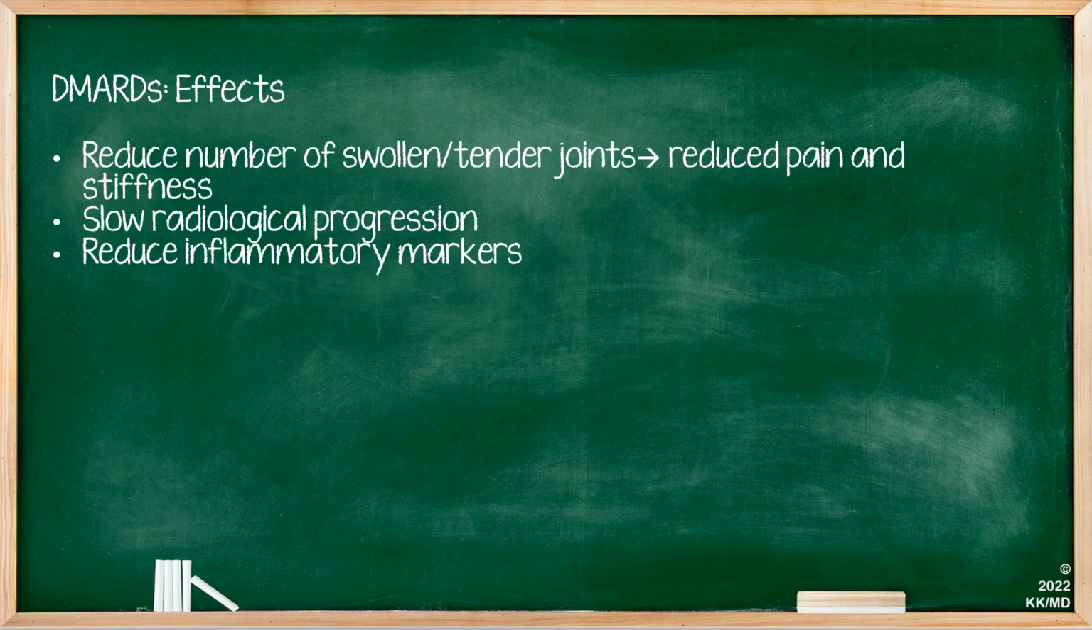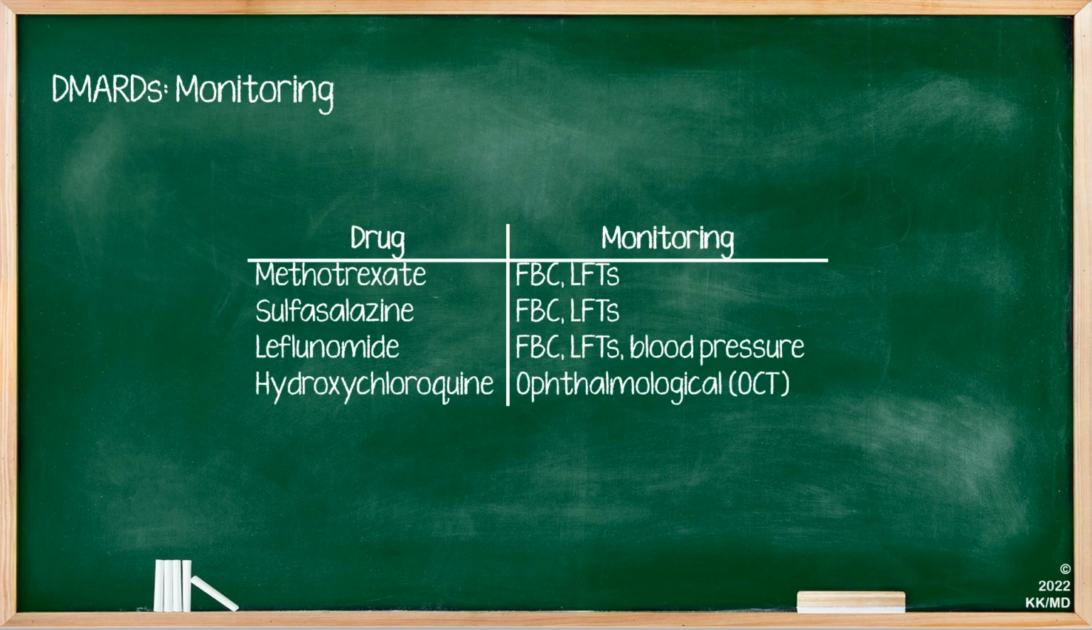Their effect is to reduce the number of swollen and tender joints, which can then hopefully lead to reduced pain and stiffness. They also aim to slow radiological progression and reduce inflammatory markers. And overall, as you can tell from this, it should hopefully reduce the overall disease activity score. Given the immune modulatory nature of DMARDs in order to suppress rheumatoid arthritis disease activity, it does follow that strict monitoring requirements are in place, particularly when a patient is first being established on one of these drugs.